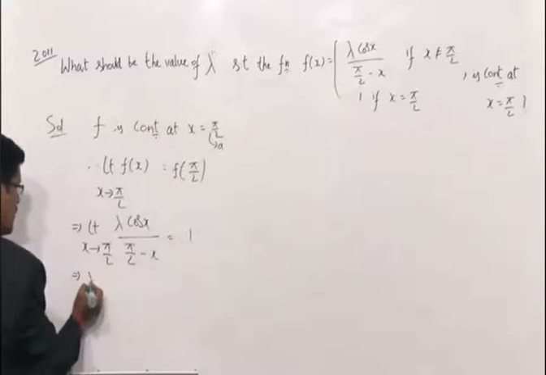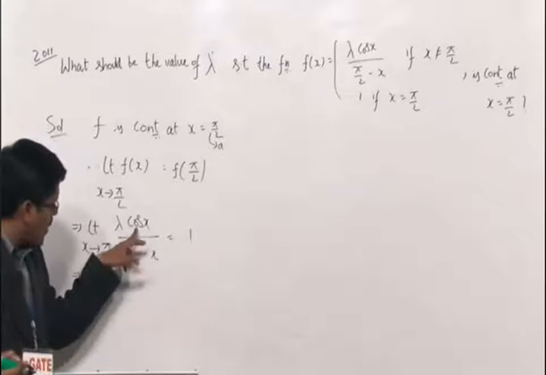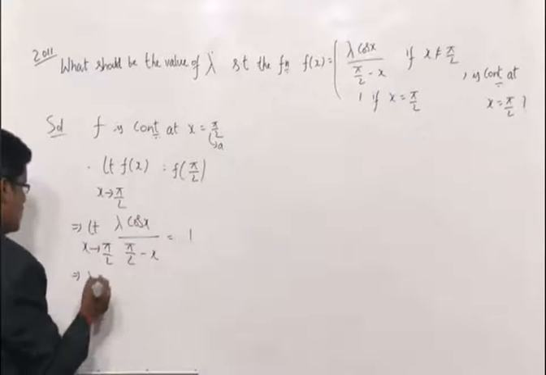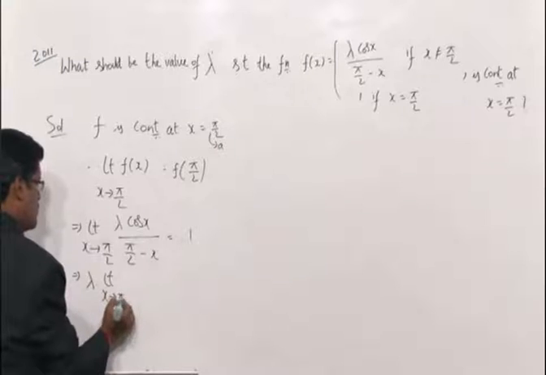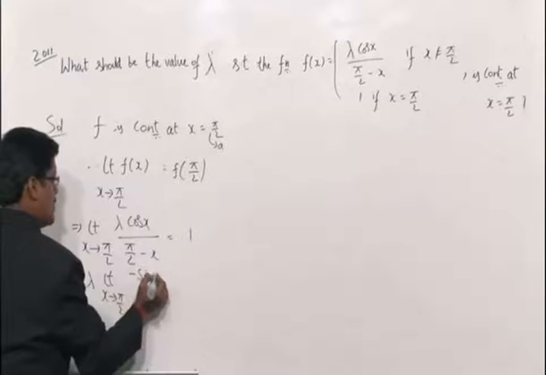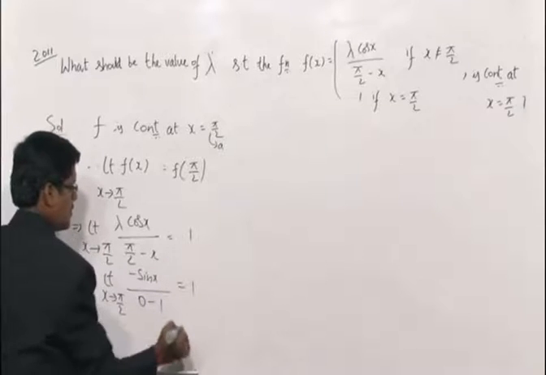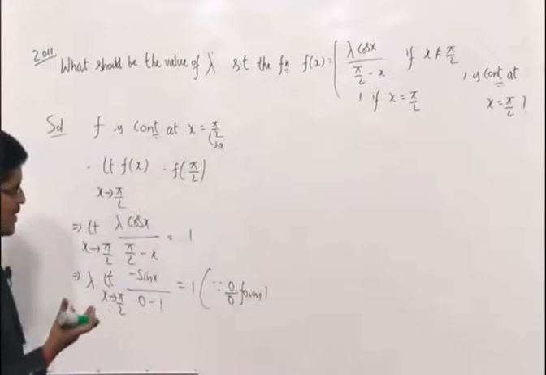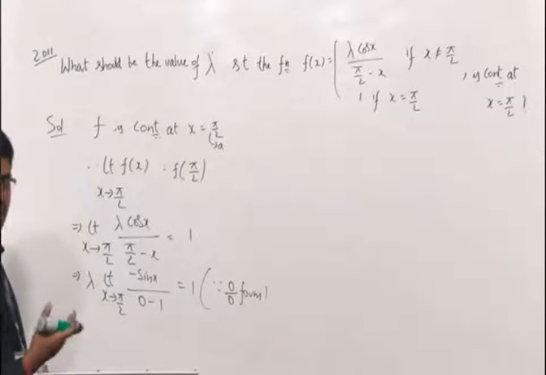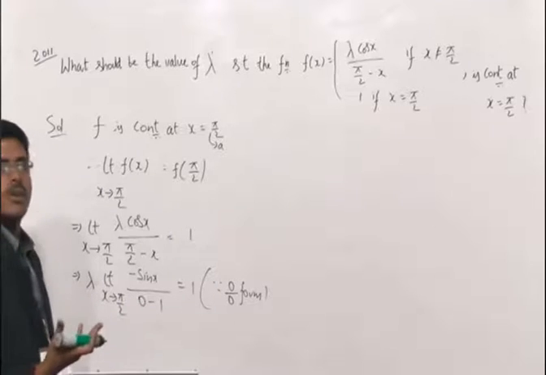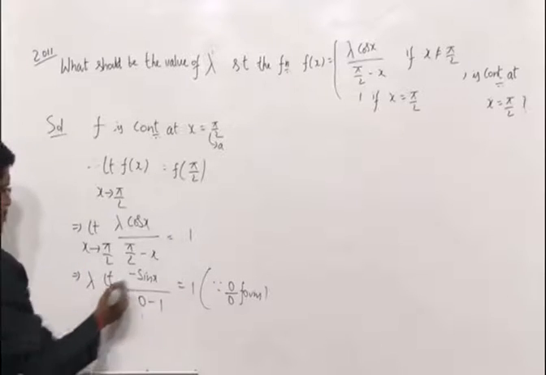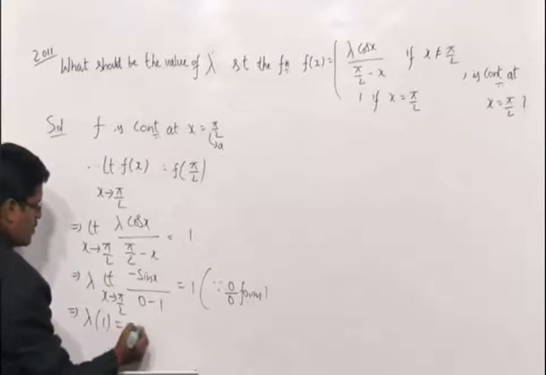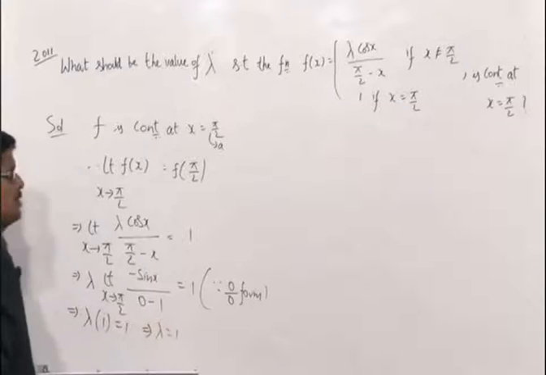Now, take outside lambda, which is a multiplication constant. Now, if you put pi by 2, cos pi by 2 is 0, pi by 2 minus pi by 2 is 0, giving 0 by 0 form, so apply L'Hospital rule. So, limit x tends to pi by 2, derivative of cos x is minus sin x, derivative of the constant is 0, minus derivative of x is minus 1. Since it is 0 by 0 form. From now on, if I write the reason 0 by 0 form, I hope that in the corresponding step you understood that it is L'Hospital rule only. Now, if you put x tends to pi by 2, sin pi by 2 is 1, and after cancelling minus 1, the limit is equal to 1, which implies lambda is equal to 1. Copy down.